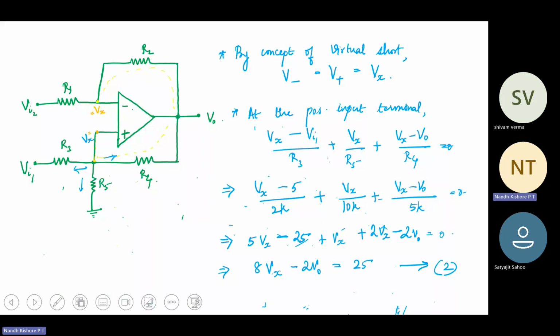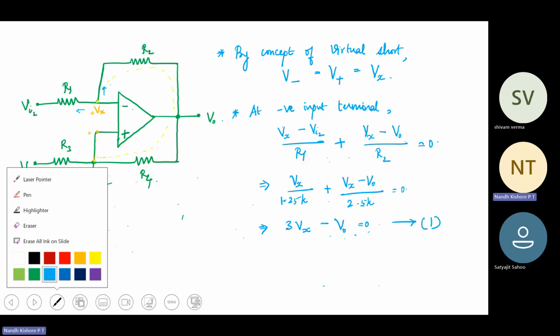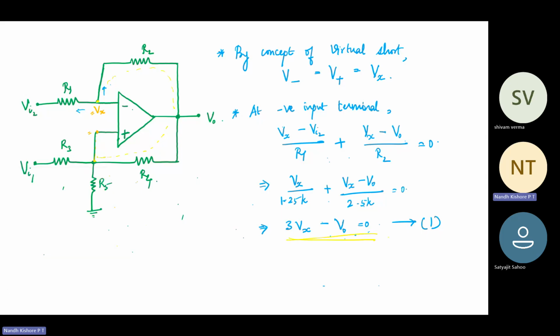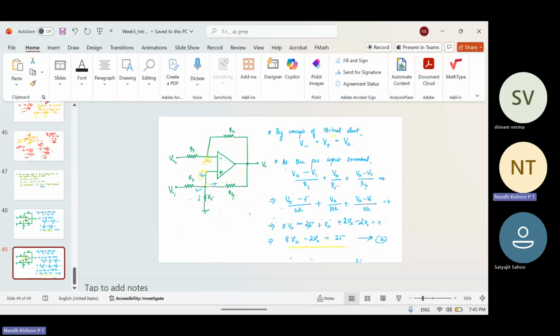Okay. So now what you have got is two equations by applying KCL at the positive terminal and at the negative input terminal. So you have got one equation over here, 3Vx minus V naught equal to 0, and the other equation over here, 8Vx minus 2V naught equal to 25. Just apply KCL at the two input terminals, and we know that this is also Vx by virtual short concept. Okay, so let's take another slide.